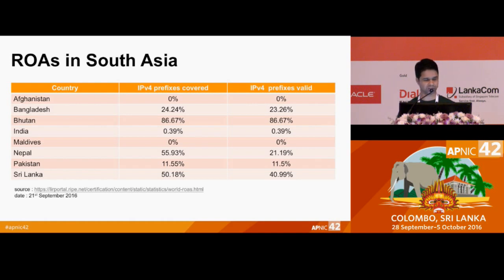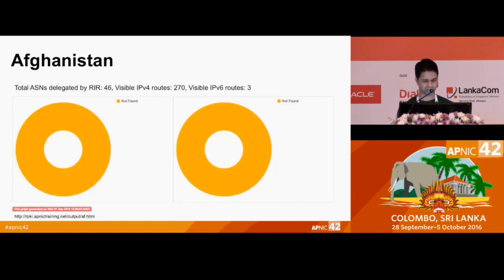Bhutan is absolutely fine, because I think Tashi Cell and BT are doing absolutely okay. India: when I did this presentation in SANOG, it was 0.1%, but I see a jump to 0.39%. Maldives, nothing out there. In Nepal, most of the invalid ROAs are invalid AS or length mismatch. That means they create a ROA for the whole /19 or /16, but they're announcing /24. Then Pakistan and Sri Lanka.